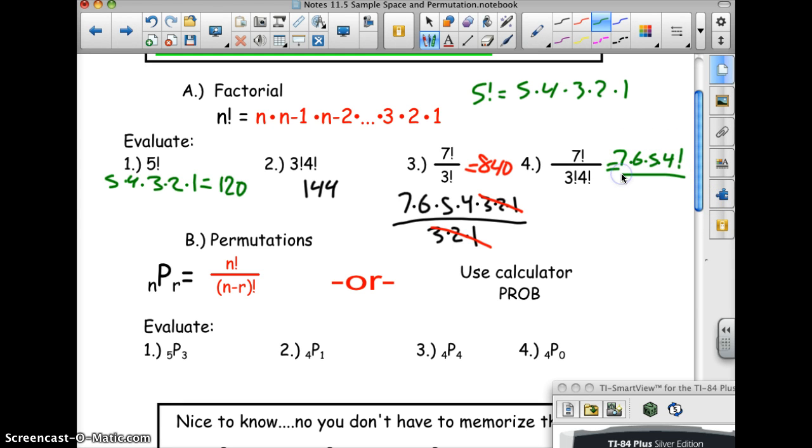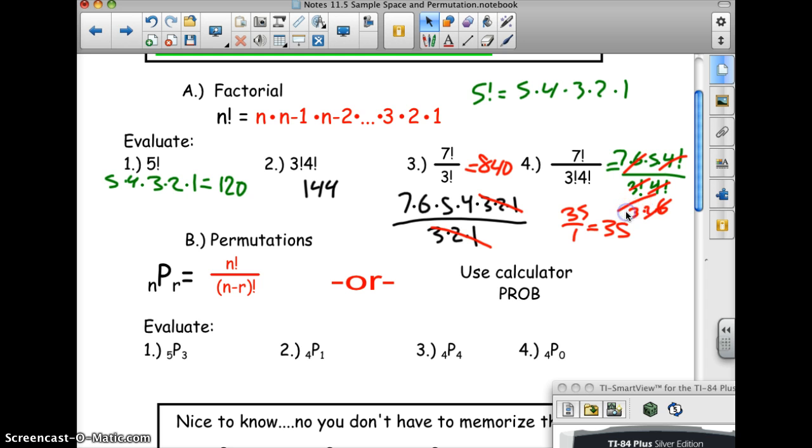I'm going to stop with 4 factorial there, because 4 times 3 times 2 times 1 is 4 factorial. Now I can cancel that 4 factorial. So I've got 7 times 6 times 5 over 3 factorial, which is 3 times 2 times 1, which is 6. I can cancel those 6's. So it's really just 7 times 5 that's left. It's 35 over 1, which is 35. So you can see how canceling there will work.